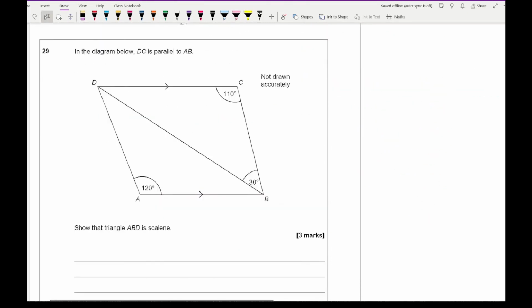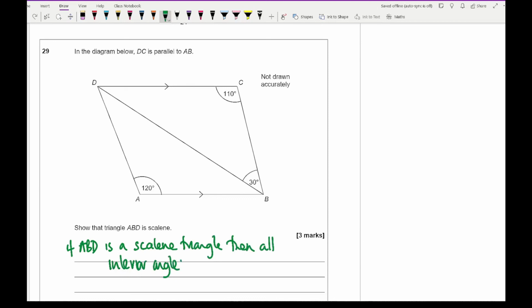So then moving on to our last question, it says in the diagram below DC is parallel to AB, show that the triangle ABD is scalene. So for this, if ABD is a scalene triangle, then all interior angles will be different. So this is the proof and the fact that I'm going to be using. So the next thing for us to do is to work out each of these angles.